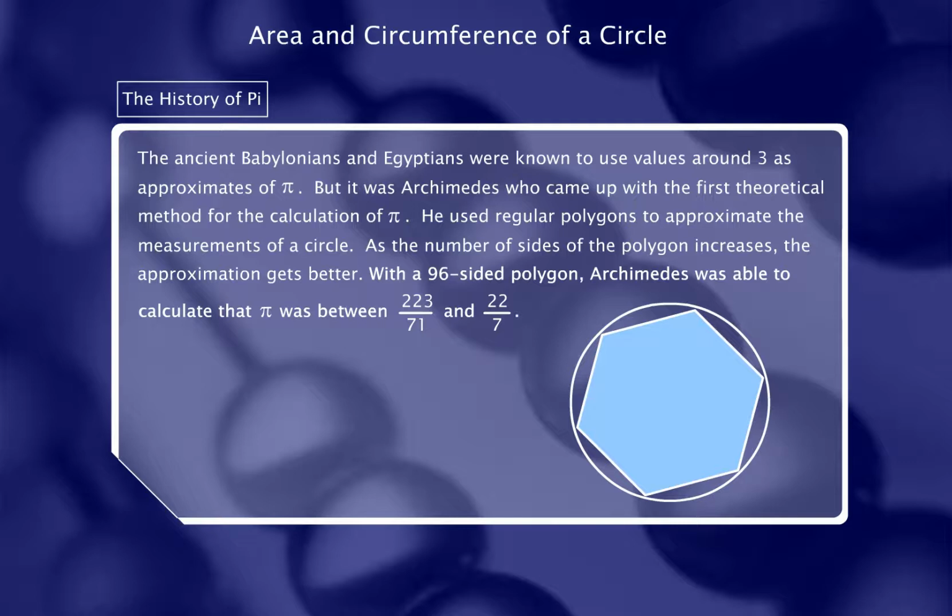He used regular polygons to approximate the measurements of a circle. As the number of sides of the polygon increases, the approximation gets better. With a 96-sided polygon, Archimedes was able to calculate that pi was between 223 over 71 and 22 over 7.